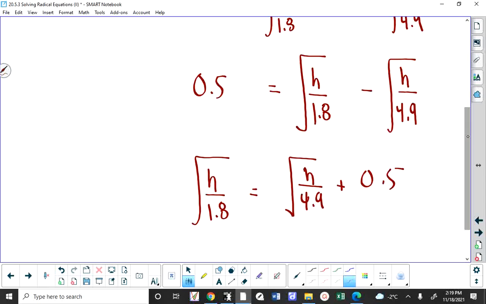These are the same thing. Because if I add this term right here to both sides, I'll have root h over 1.8 equals 0.5 plus root h over 4.9. The problem here, Kendra and everybody, is that I haven't shown you how to solve this yet. Because if we were to square both sides right now, we would be successful in getting rid of the radical on the left, but not the radical on the right.